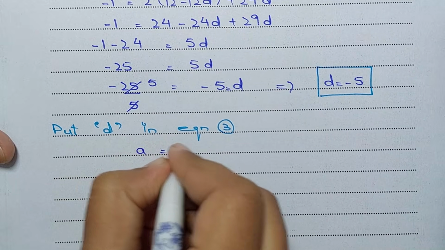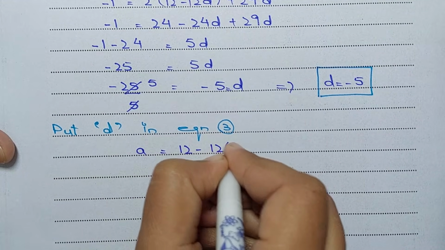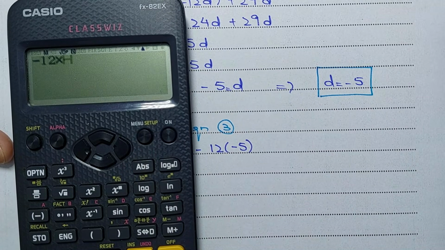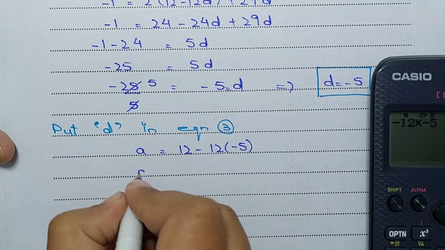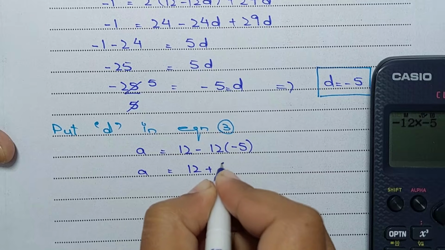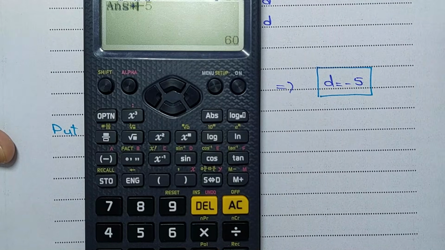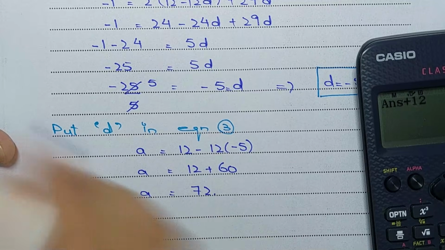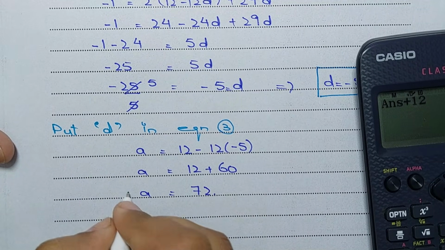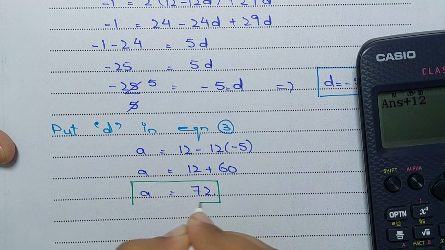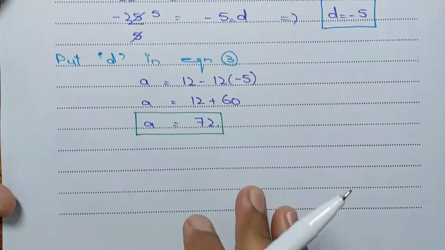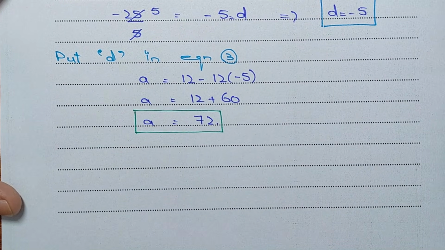So a is equal to 12 minus 12d. Minus 12 times minus 5 is 60. A would be equal to 12 plus 60, and 60 plus 12 is 72. So the A is 72. Now we got the A value and we got the D value. Back to the question, we need to figure out the sum of the first 50 terms of the progression. S50 we need to just figure out.